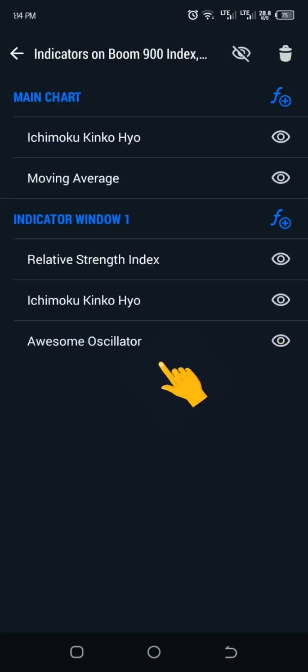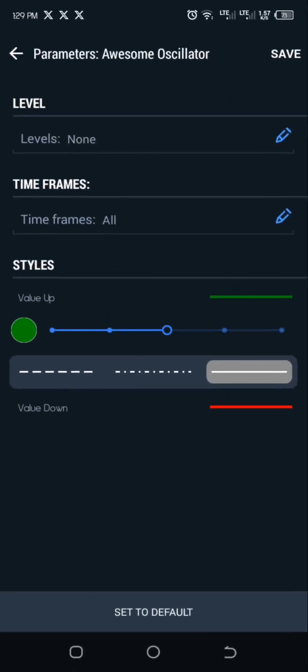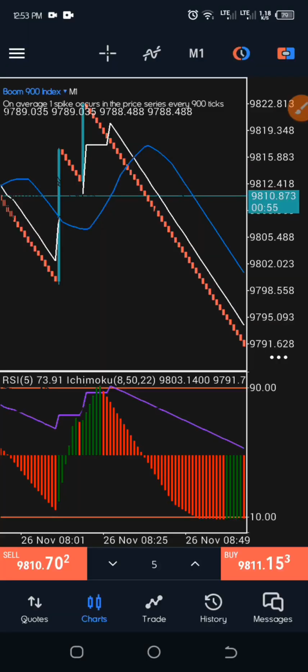Now to the last indicator, which is the oscillator. Click on indicator window 1 F plus as well. For the oscillator, you just have to set it as default, then click on save, and those are the indicators we need for this strategy right here. So let's dive into how the strategy works and the take profit for the strategy.